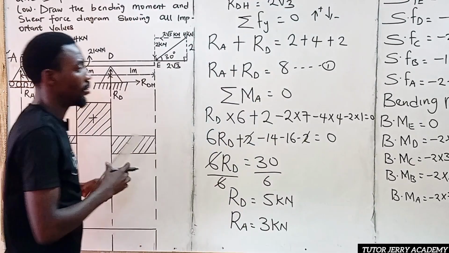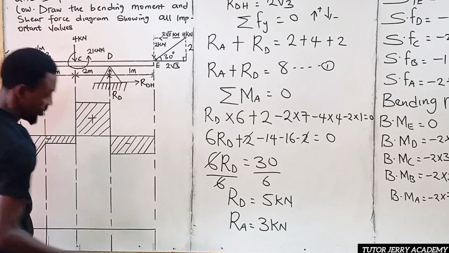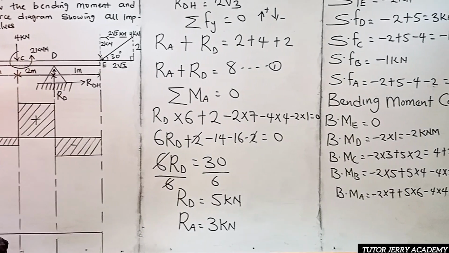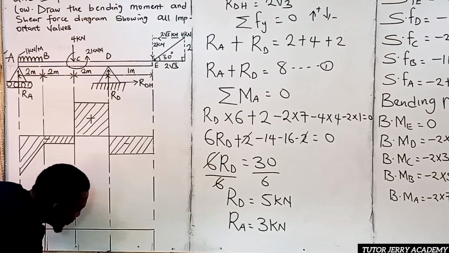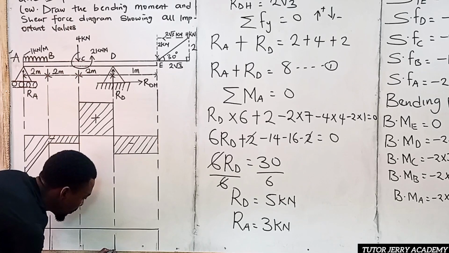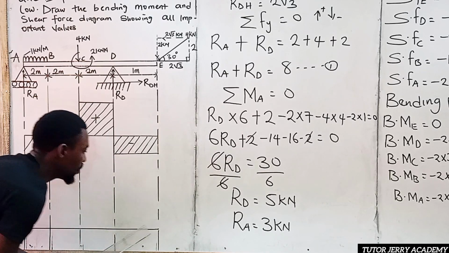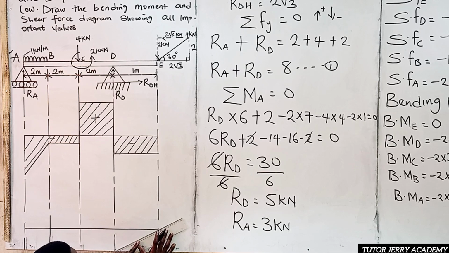All right. So our bending moment at point E is 0. And the bending moment at point D is -2. So let's call this last point here our -2. So we are going to be using an inclined line to join this line. All right. So that's it.